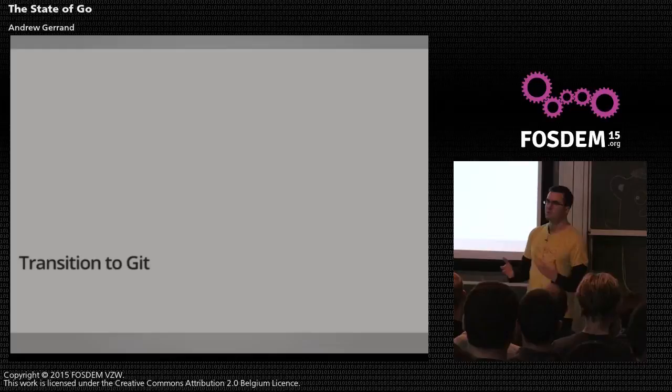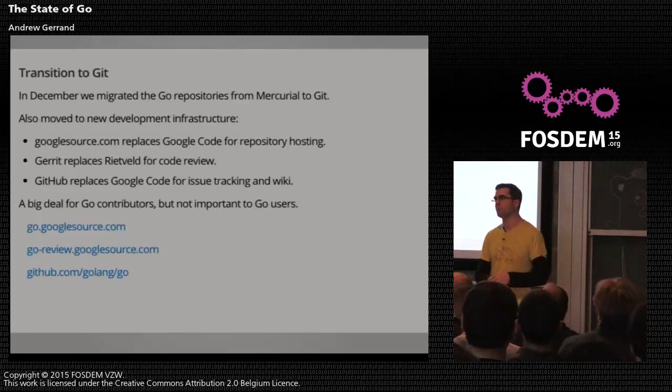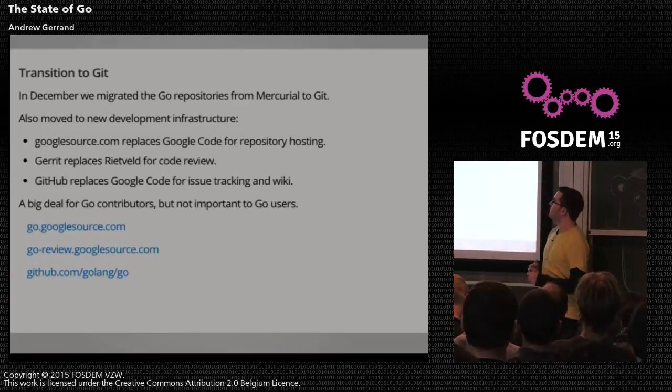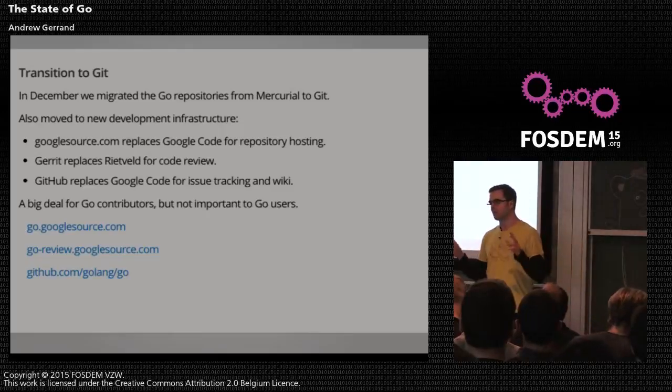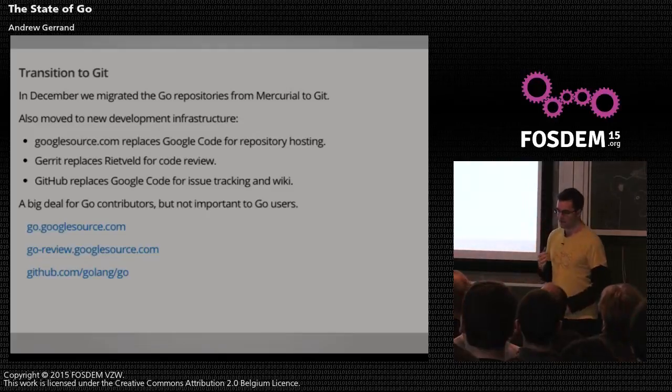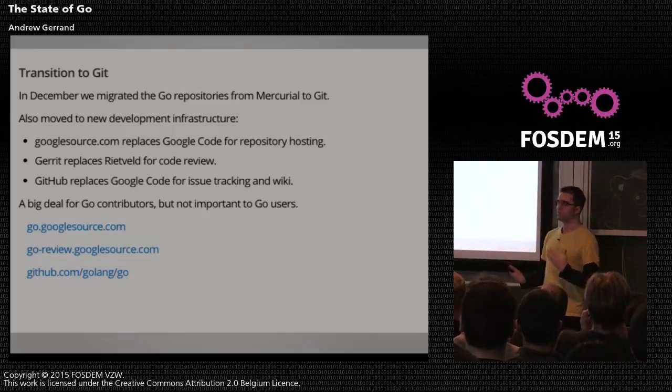Around the same time as 1.4, but largely disconnected from the 1.4 release process, we transitioned from Mercurial to Git. And so that means the core Go repository and all of the sub-repositories, like the tools repository and so on, are now in Git instead of Mercurial. We converted all the change history across, all the data was preserved. And that also coincided with moving to new development infrastructure.